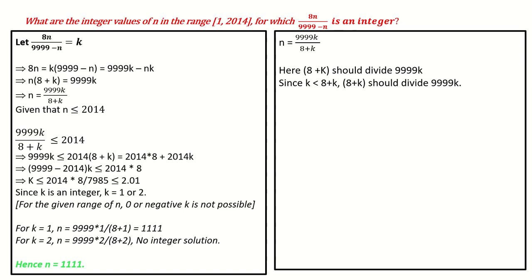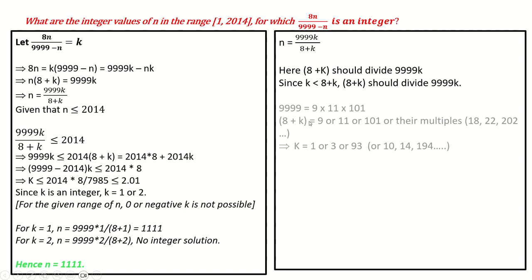Here 8 plus k should divide 9999k. Why? Because k is less than 8 plus k, so 8 plus k cannot divide k, right? So 8 plus k should divide this whole numerator, okay? Which means 9999 has three factors: 9 into 11 into 101, or multiples of them. Basically, you can take 99, all those.